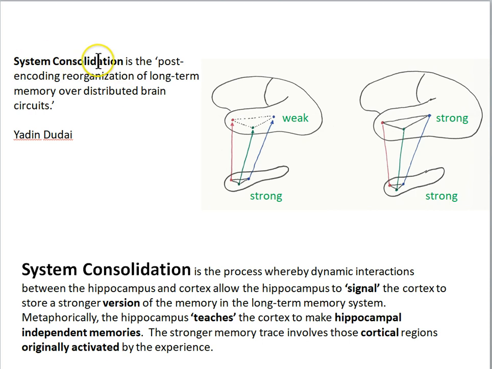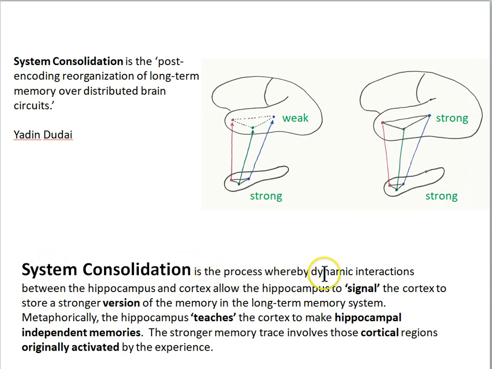We're going to call this system consolidation, the post-encoding reorganization of long-term memory over distributed brain circuits, and the distributed brain circuits are the hippocampus and cortex. Notice in our picture, we start off, after we just had a learning event, with a strong memory trace in the hippocampus and a weak memory trace in the cortex. And what system consolidation does is strengthen the cortical version of the memory, the cortical memory trace. So there is a dynamic relationship, an interaction between the hippocampus and the cortex over time that strengthens the cortical memory trace. And we're calling this system consolidation.